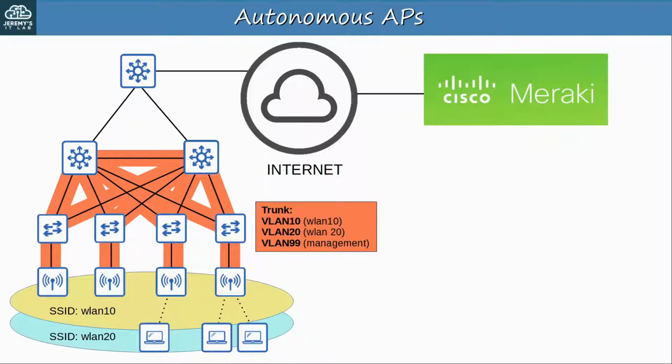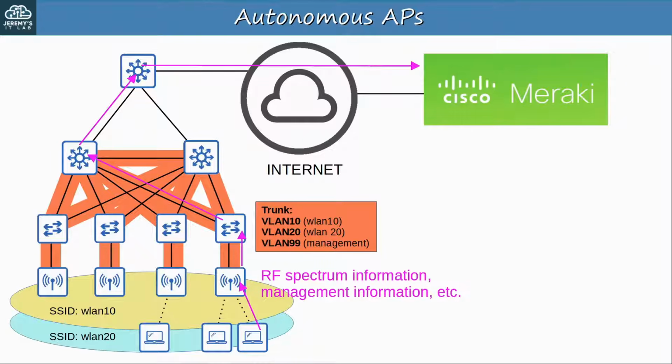Let's see an example. Information such as RF spectrum information and management information is sent to servers in the Meraki cloud. But regular data traffic, such as two PCs communicating with each other, is direct, and there is no need for it to be sent to the cloud. So I think you can see how the functionality is in between autonomous and lightweight APs.